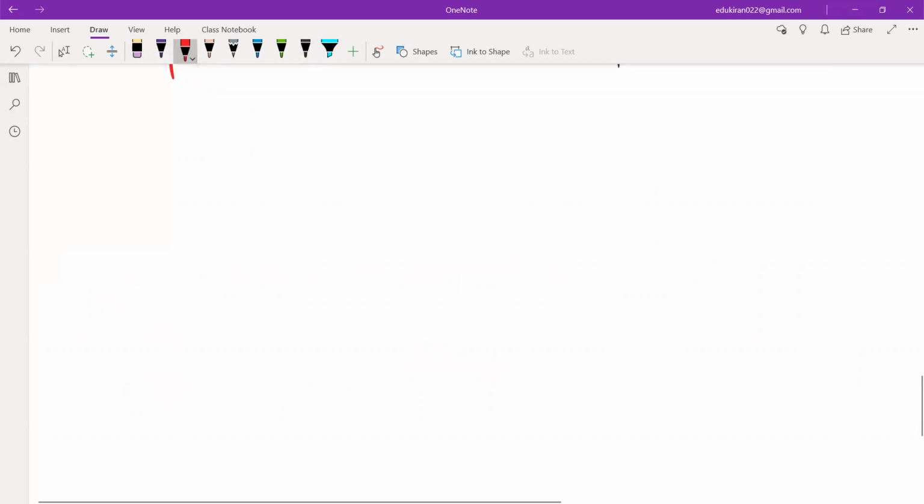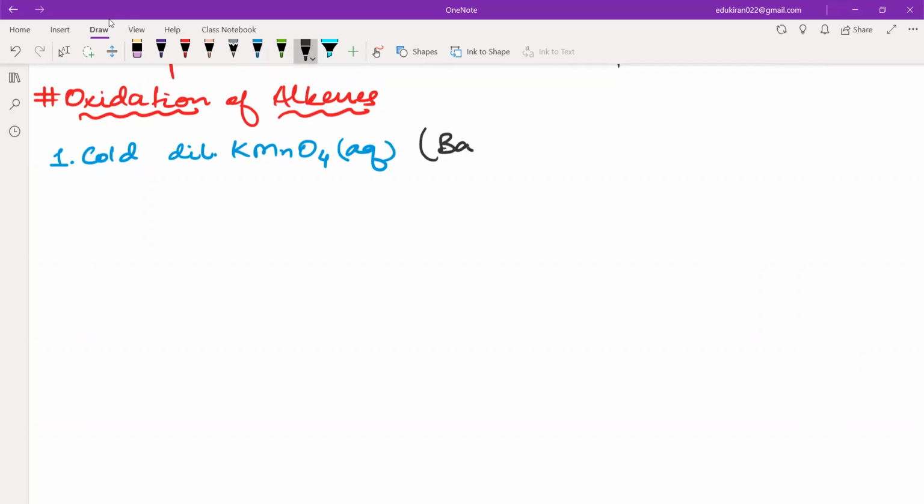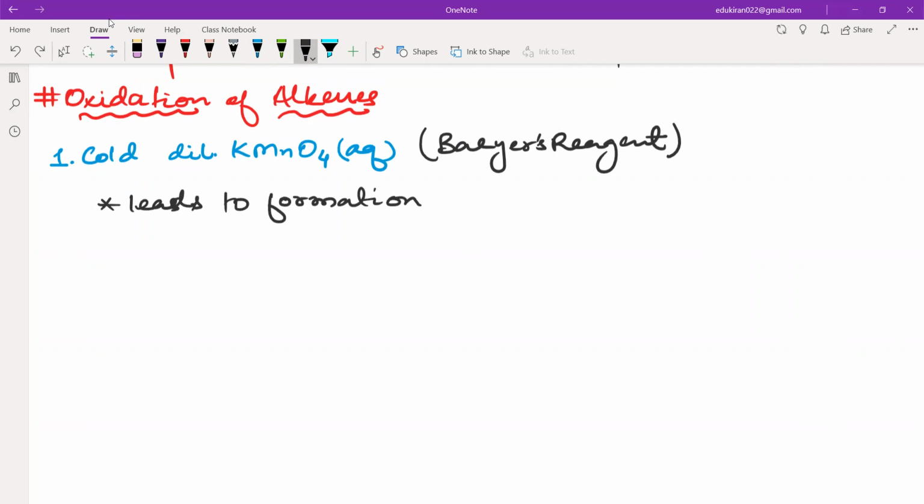Next is oxidation of alkenes. Okay. So we have oxidation with oxidizing agents such as KMnO4, but there are two different ways in which we can do the oxidation. We can either do this oxidation in cold condition, that is cold and dilute KMnO4 in aqueous conditions. This is also known as Baeyer's reagent. Okay, so this leads to formation of glycols, that is diols. Na?